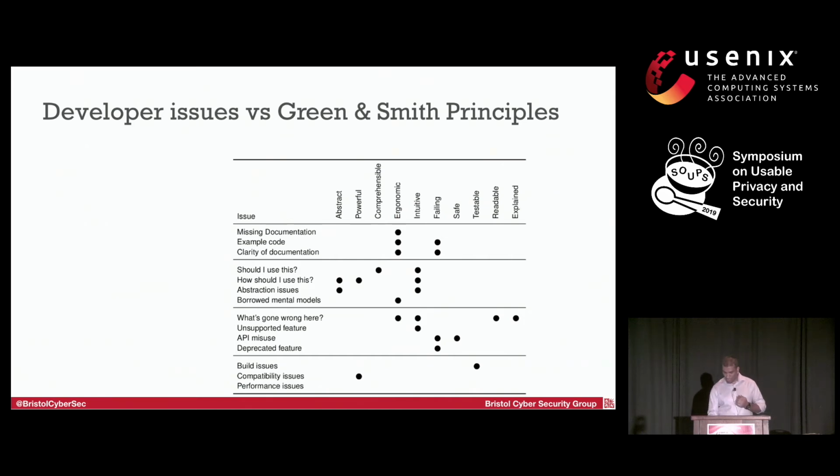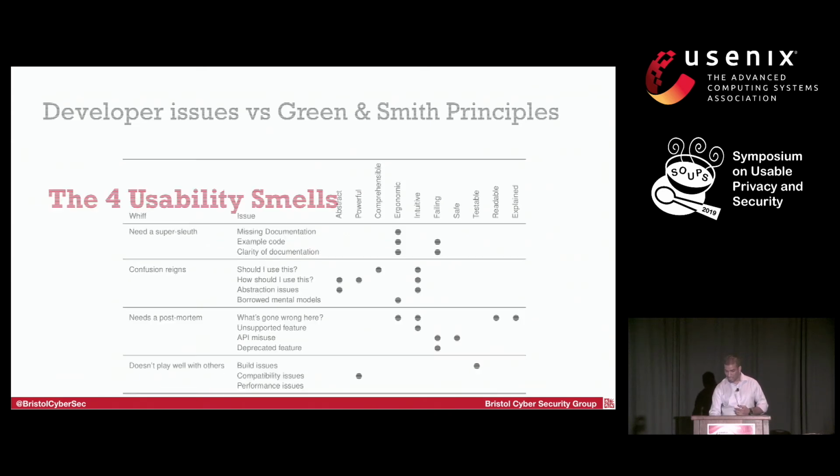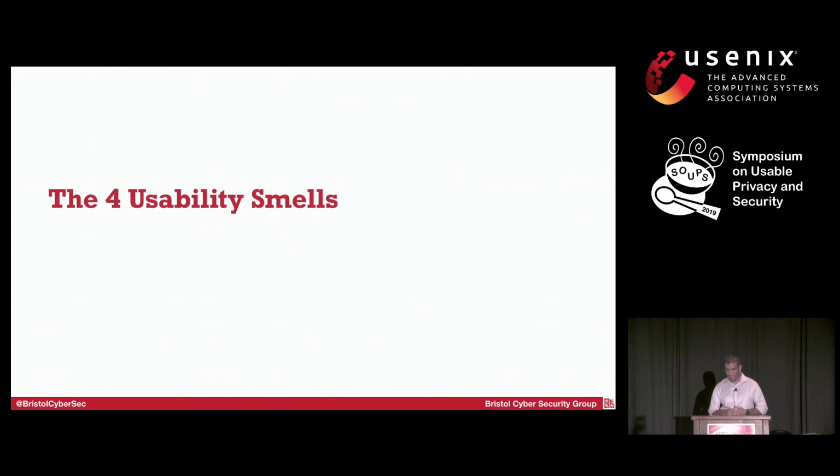So based off that relationship, we came up with 4 usability smells. Three of them, the first 3, are covered quite nicely by the Green and Smith principles. However, the final one, not so well. We're going to go through the usability smells and look into them in more detail.